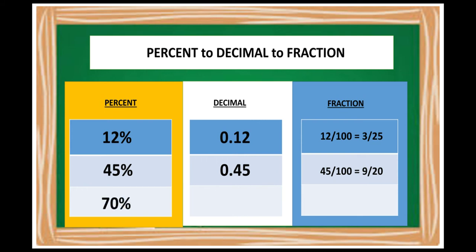The next one is 70%. So, it is equivalent to 0.70 in decimal and 70 over 100, and it's being reduced to 7 over 20. And this is now the fraction form of this 70%. 7 over 20.